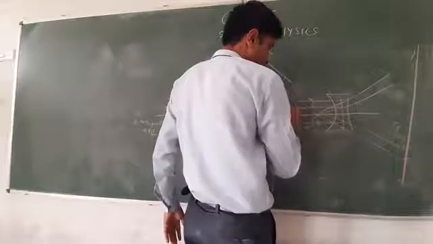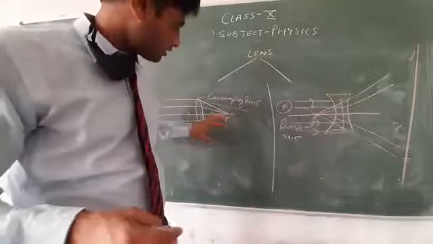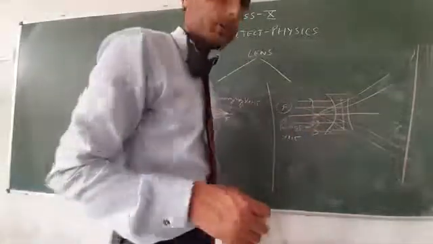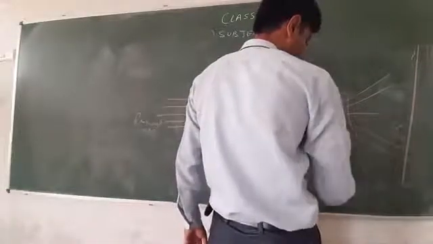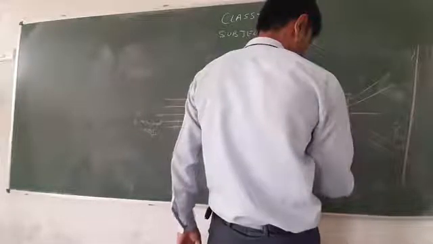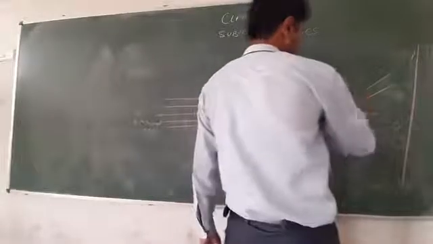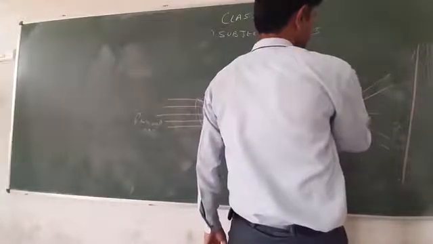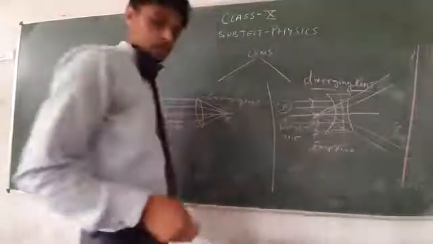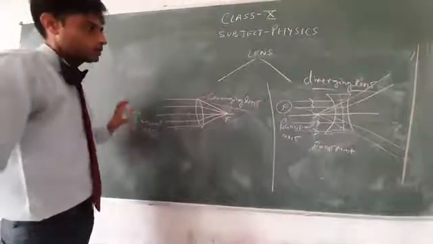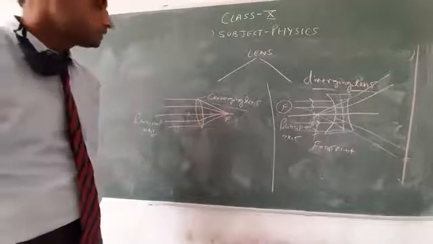This point is known as the focus point, and this is its diverging property. So it diverges rays of light. So this is a diverging lens. This is the focus point, and this is a diverging lens. Okay, I hope you understood about the converging and diverging property of convex and concave lens.